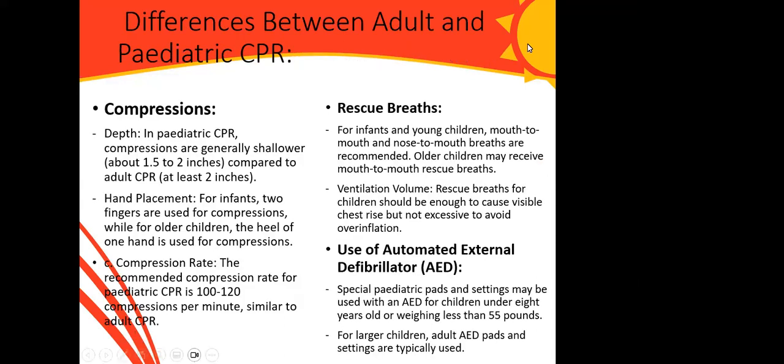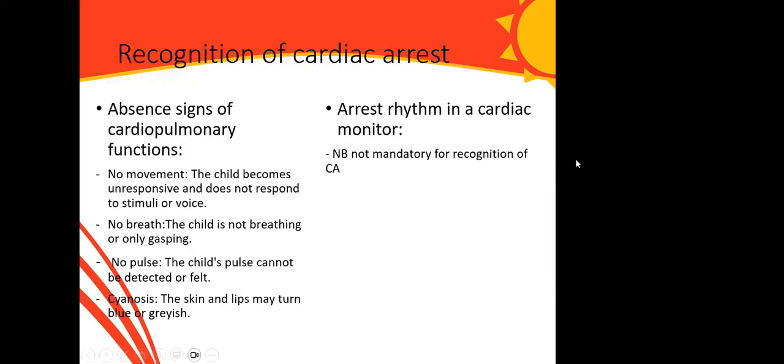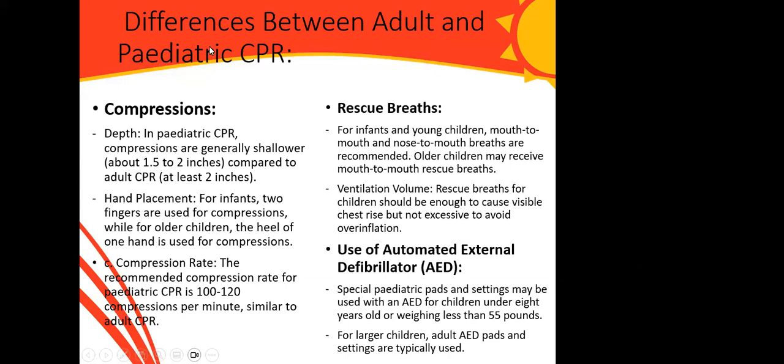So when you take a look at the differences between CPR in children and in adults, we're going to look at it from different perspectives, starting with compression. You want to look at the depth. In pediatric CPR, compressions are generally shallower, about 1.5 to 2 inches, compared to adults, which is at least about 5 centimeters to 2 inches.